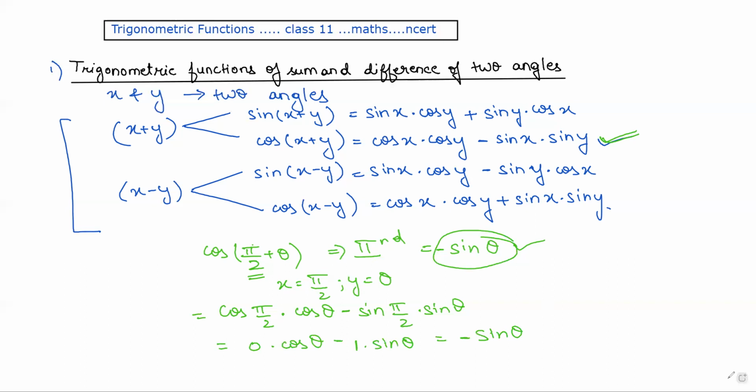Next type of formulas are, for the same section, the formula for tan of x plus y. Tan of x plus y is equal to tan of first angle plus tan of second angle upon 1 minus tan of first angle into tan of second angle.